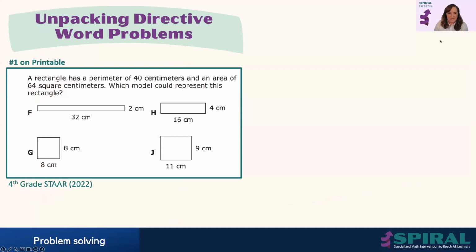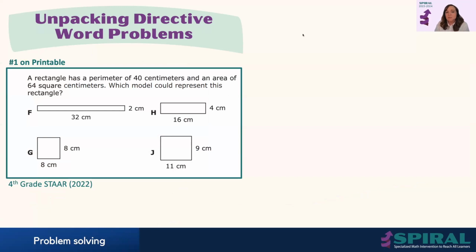If you are interested in either following along and doing some of the work with me, I will say that for our next breakout room, which will start in just about 5 minutes or so, we will get into number two and number three on your printable. So please have those nearby.